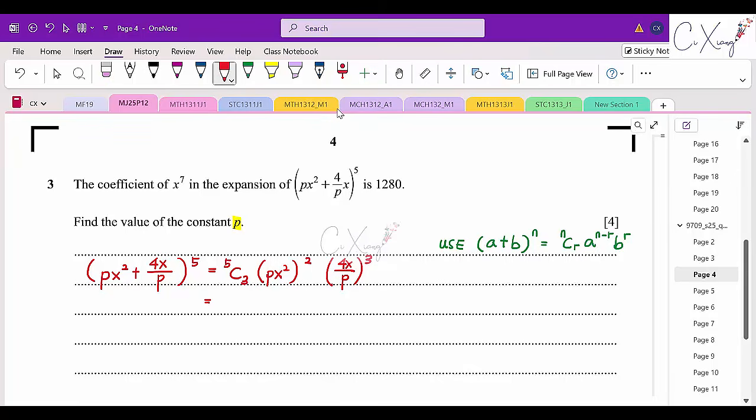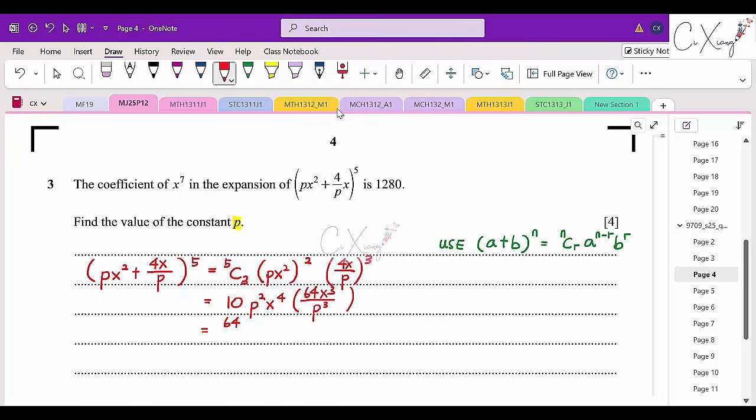Then after you confirm the power that you want to calculate, you just expand everything here slowly by using a calculator. So 5c3 is a 10. Then for the second term, you have p squared multiplied with x power 4. Then the last term, you have 4 power 3. So 4 power 3 will give you 64 with x power 3, then divided by p power 3. Then we try to simplify all the terms as far as possible.